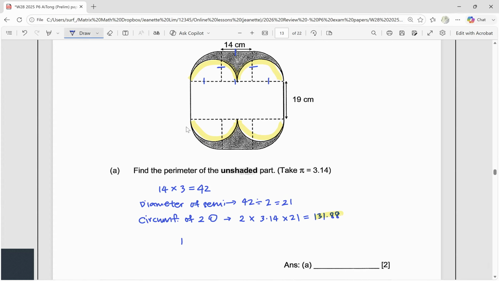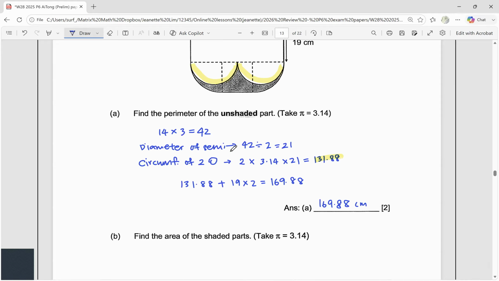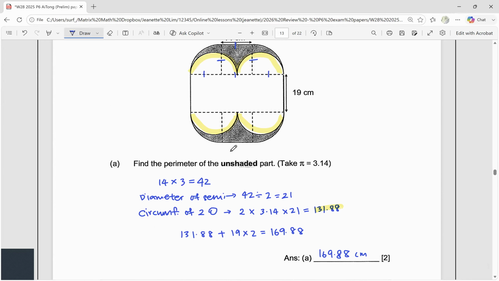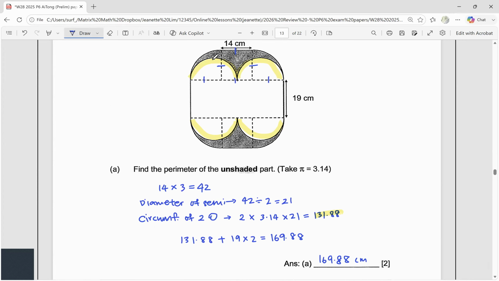So 131.88 plus 19 times 2. So 169.88 cm. Okay, that's the perimeter. For part B, area of the shaded parts. So for the shaded parts, I'll take 4 quadrants, 2 squares, and then minus 4 semicircles.